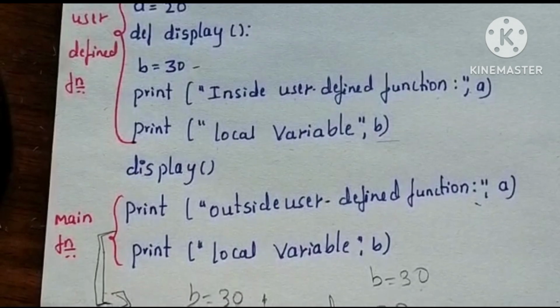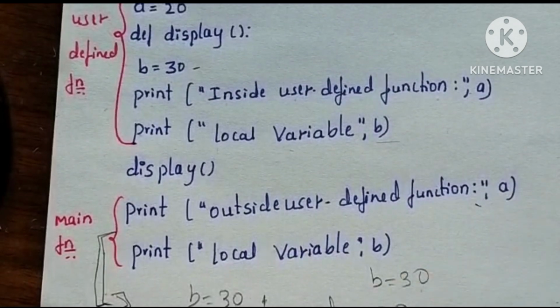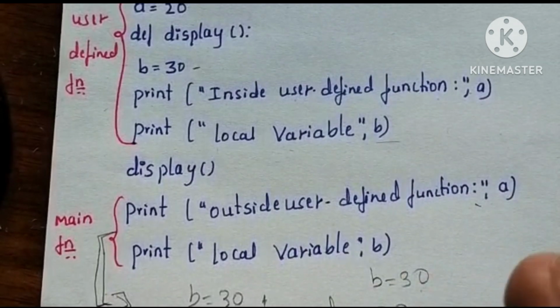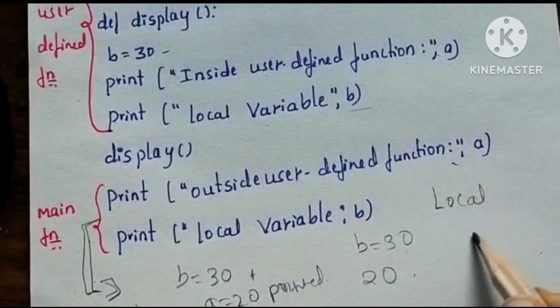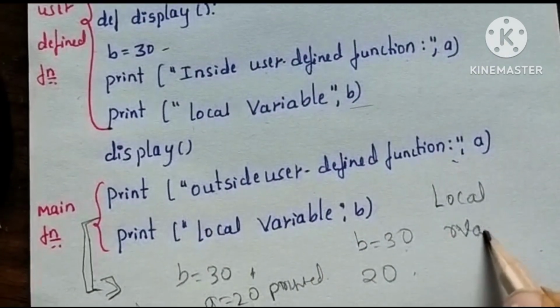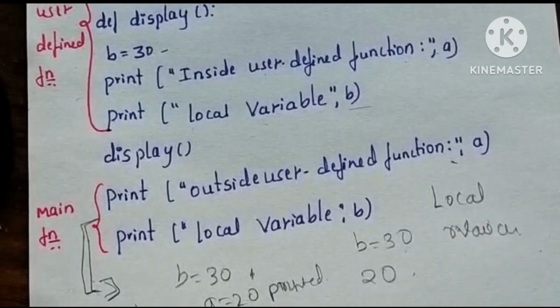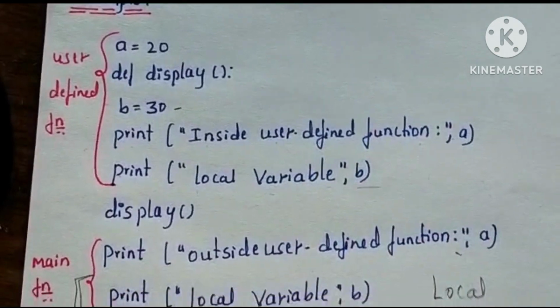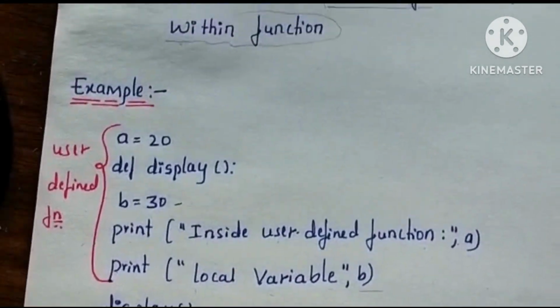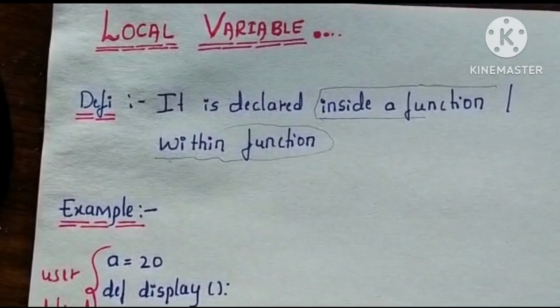So if the local and global variable share the same name, the first preference is always the local variable only. So this is the suitable example of a local variable.